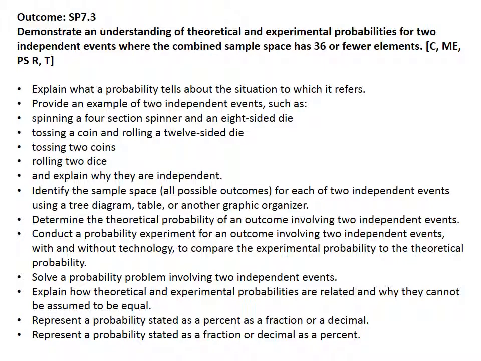Hi, welcome to SP 7.3, Theoretical and Experimental Probability. So you've done probability before in grade 6. The difference is now, instead of just finding the probability out of maybe, say, flipping a coin, now you're going to do two independent events. So maybe you're flipping a coin and then you're also drawing marbles out of a bag, and you're going to find the probability of those two combined things.